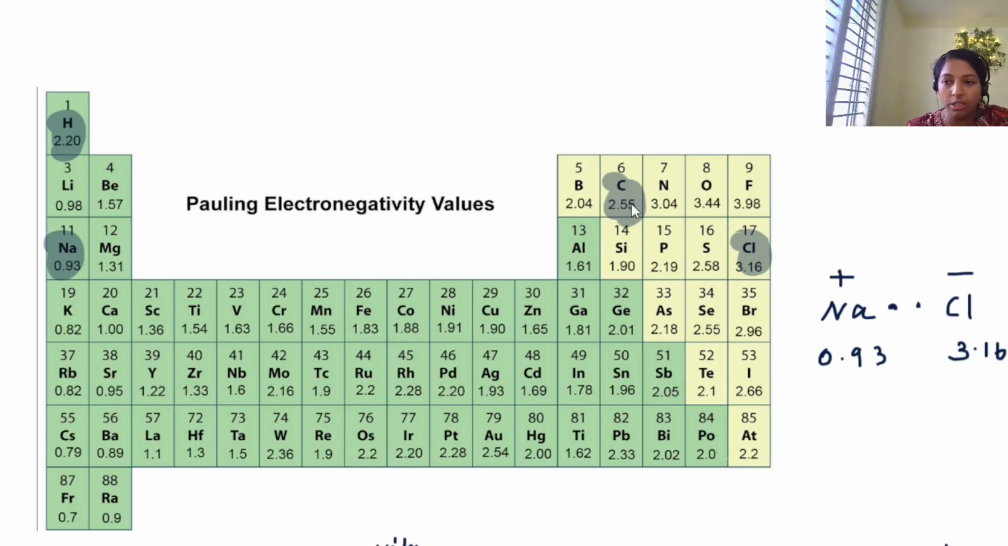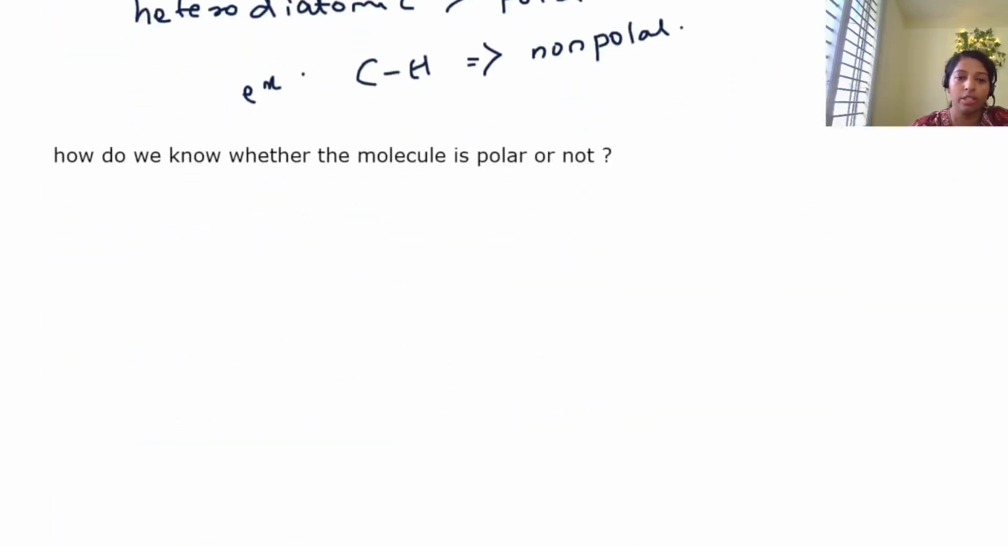Okay. But the problem is we are not considering the whole molecule. The CH bond is non-polar, but other hetero atom bonds you can consider polar. Every other bond between two non-metals you can consider polar.